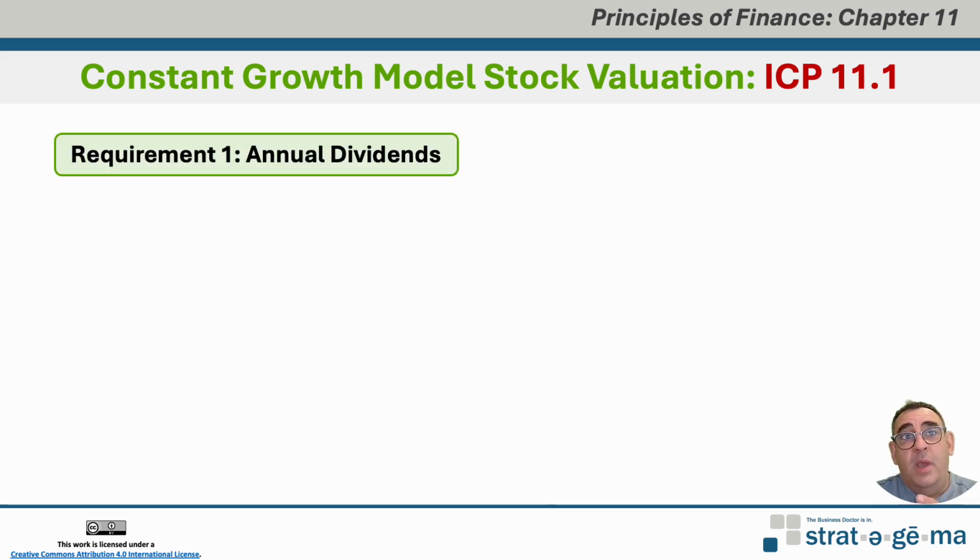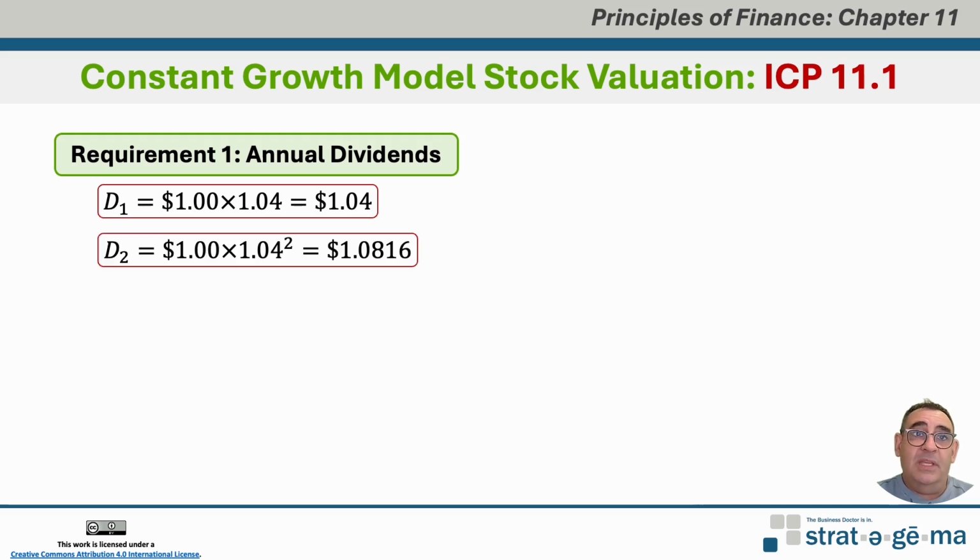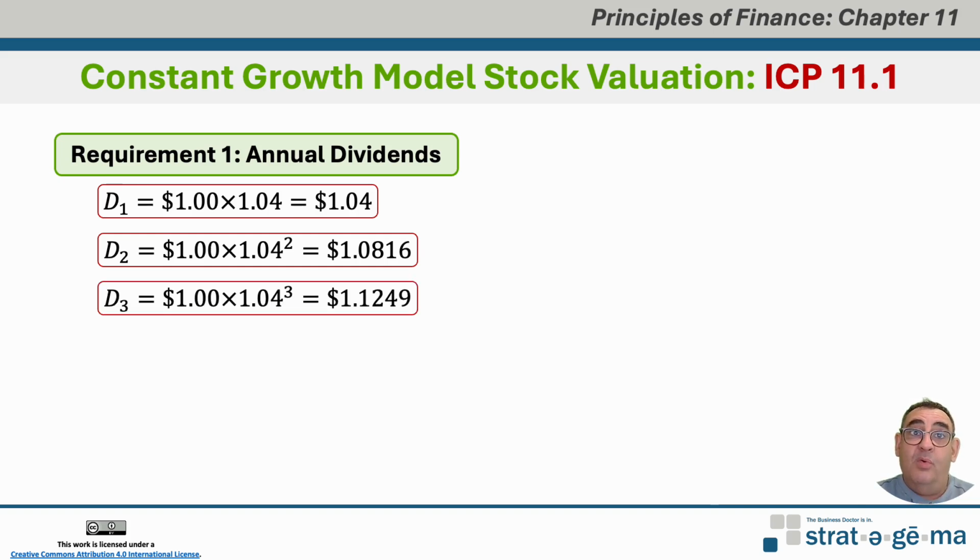So to determine requirement 1, the annual dividends: D1 is going to be D0, the current dividend, times 1.04. So $1 times 1.04 is $1.04. D2 will be that D1 times 1.04, or we could take the original dividend D0 and multiply by 1.04 squared. That gives us 1.0816. For D3, we could take 1.0816 times 1.04, or we could take the original D0 times 1.04 cubed, or to the power of 3. So it's $1.1249.